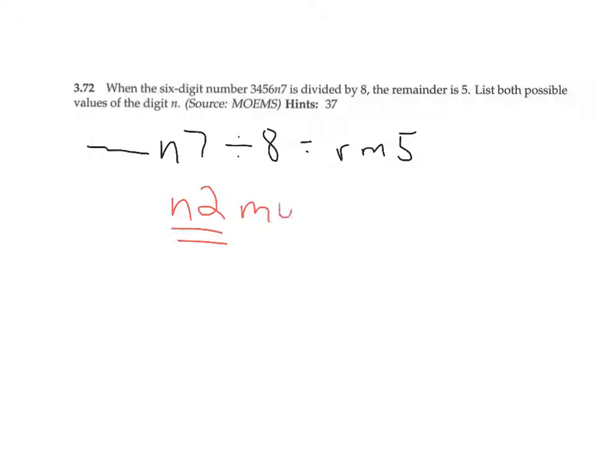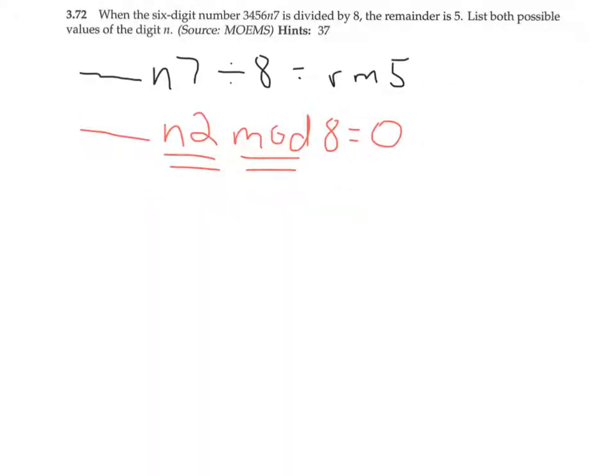And if you remember, we talked a little bit about this mod function, which says divide by this number, in this case 8, and tell me what the remainder is. So we're going to say that if it's n2, then we should get a remainder of 0, it should be divisible by 8. So then the question becomes, well, when is a number divisible by 8?